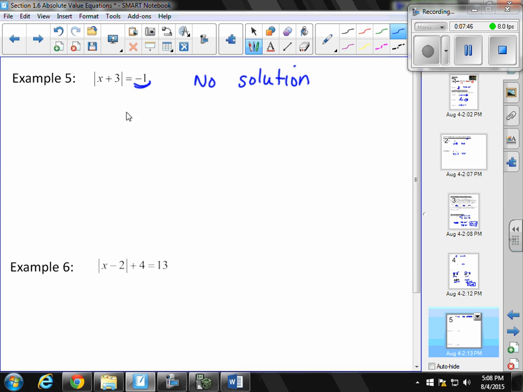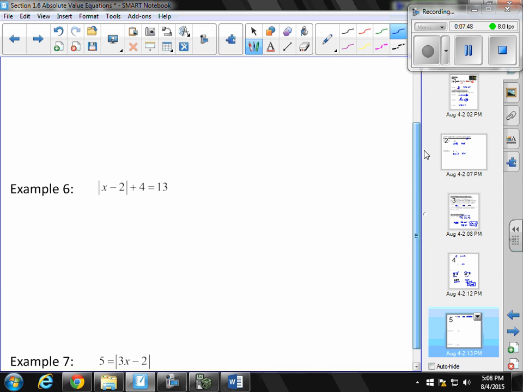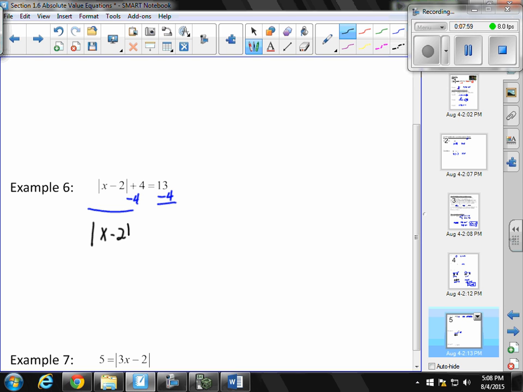In example number 6, the first thing we need to do is isolate our absolute value. So on this one, I'm going to subtract 4 from both sides of the equation, so that my absolute value of x minus 2 is on one side of the equation by itself. And 13 minus 4 is 9.